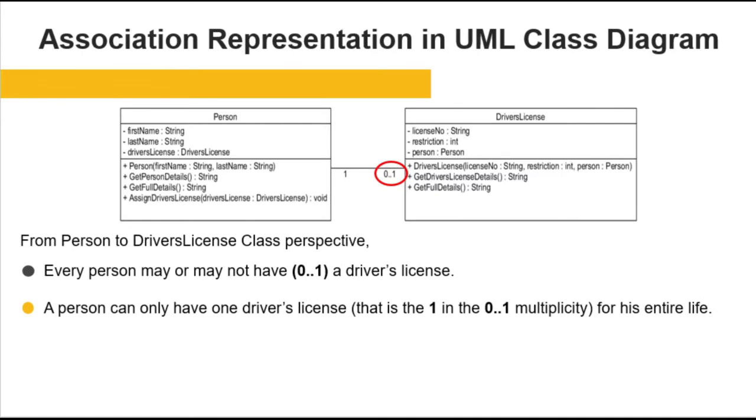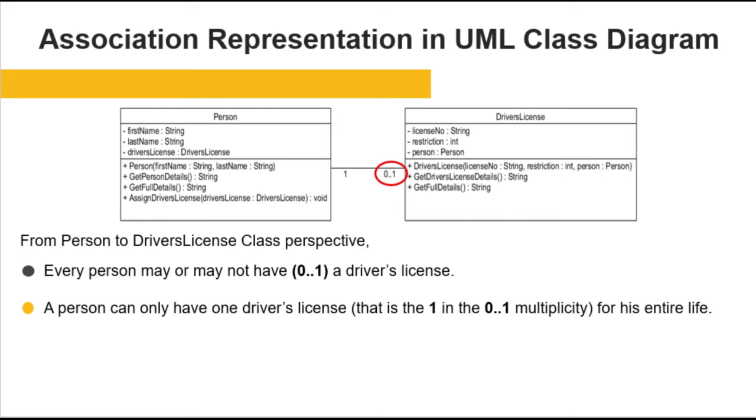Association representation in UML class diagram. Associations are always assumed to be bidirectional. This means that both classes are aware of each other and their relationship unless you qualify the association as some other type.